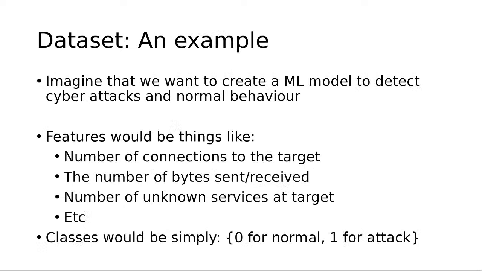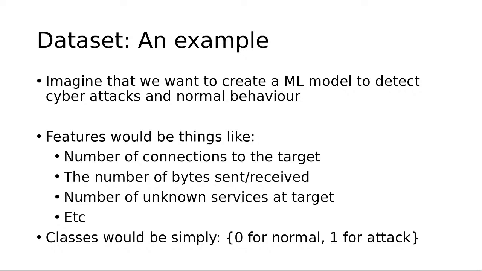So imagine, just as a bit of an example, that we want to create a machine learning model which detects cybersecurity attacks and normal behavior. In other words, given a computer's behavior, we want our computer to tell us whether this computer is acting normally or it is acting because of an attack. So in this case, the classes would be: if it is normal, that would be a 0. If it is a 1, it means that it is an attack.